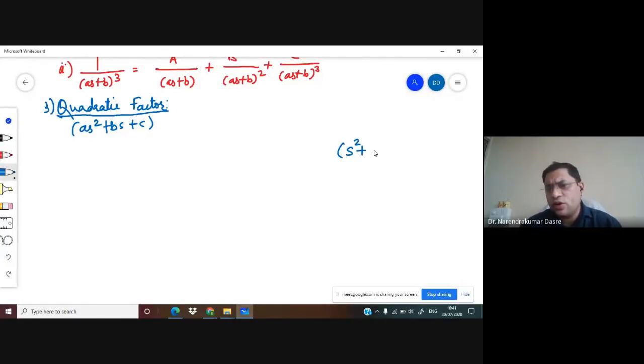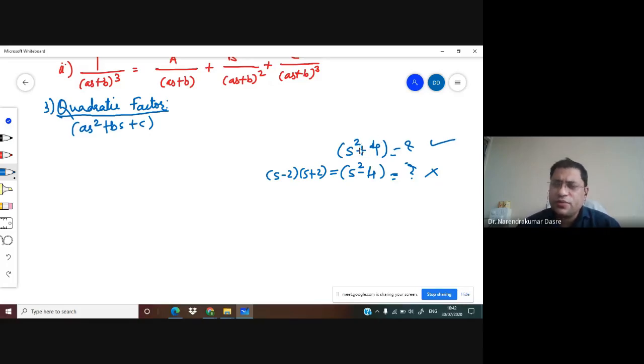Which factor am I going to treat as a quadratic? Suppose I have two factors, s square plus 4 and s square minus 4. Which of them is quadratic? One thing you need to understand: quadratic means irreducible quadratic factor. This one I can reduce to s minus 2 and s plus 2, and hence it is not the quadratic factor. This one is an irreducible polynomial, and hence we call it a quadratic factor.